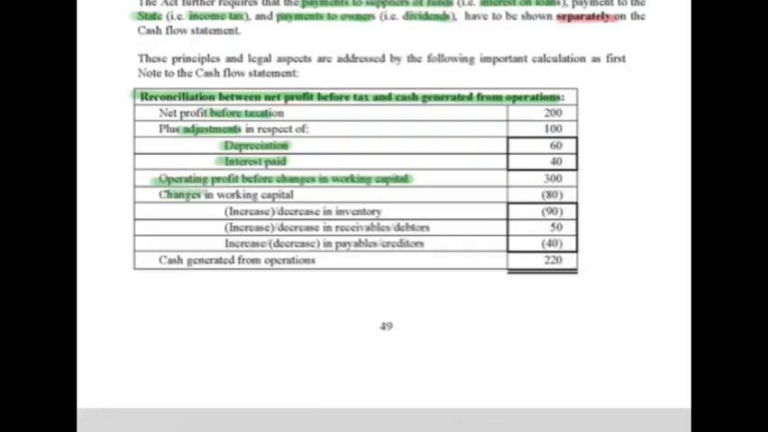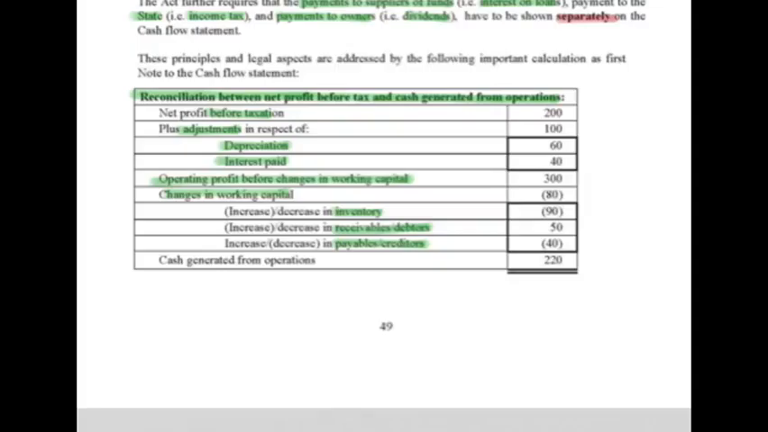Then I do my changes in working capital. My working capital is also known as my net current assets. So that's, in other words, my current assets and my current liabilities. So I need to go and see which changes occur in my current assets and current liabilities. All of my current assets except for cash and cash equivalents. So I want to see what is the changes in terms of inventory, what is the changes in terms of receivables or debtors, and what is the changes in terms of payables and creditors.